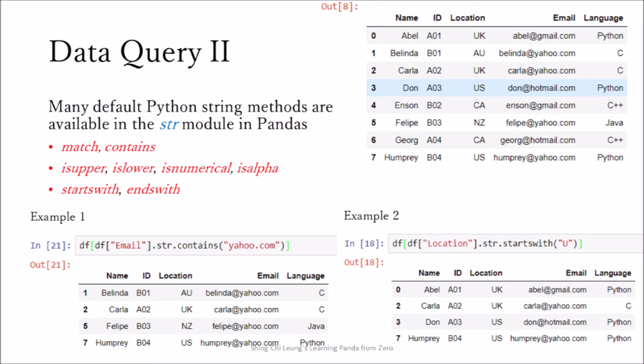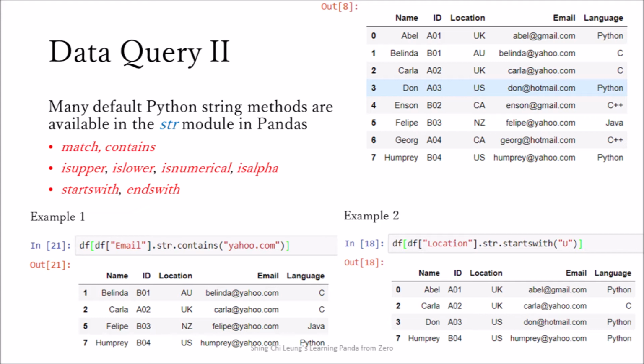In the left example, we show the method contains. This method tries to find in a string whether it contains the phrase you provided as an argument. If yes, then this method returns a Boolean true value. Here we want to search from the email column which entries contain yahoo.com as the domain. And Pandas returns us 4 entries. When we look at the original data frame, indeed, they are the staff who use Yahoo for the email. Notice that when we use the string method, we need to call the str module first. So when we use the method contains, we write str.contains.